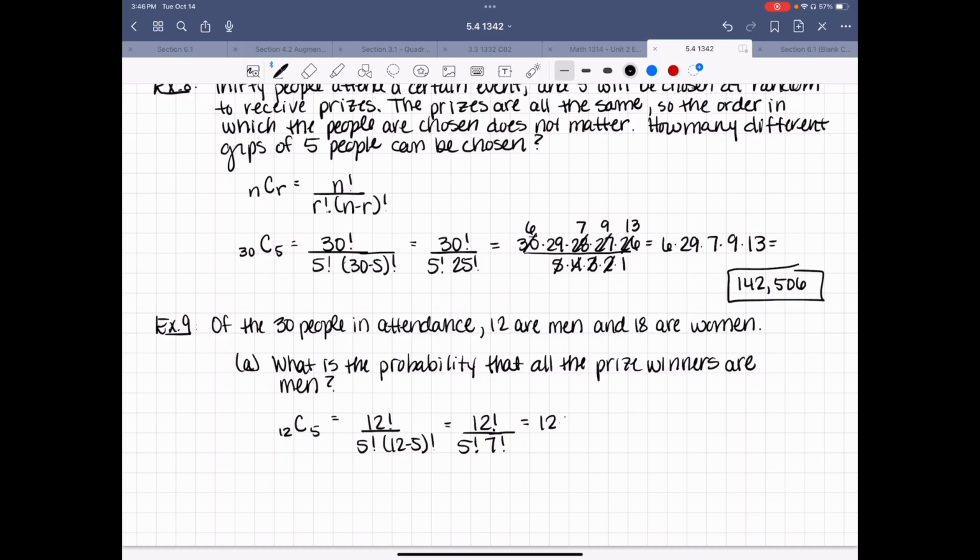So I have 12 times 11 times 10 times 9 times 8 all over 5 times 4 times 3 times 2 times 1. 5 goes into that 10, 4 goes into the 12, 3 goes into the 9, 2 goes into the 8. So I have 3 times 11 times 2 times 3 times 4, which is going to give me 792 combinations of 5 men out of 12. Write that down if you need to.